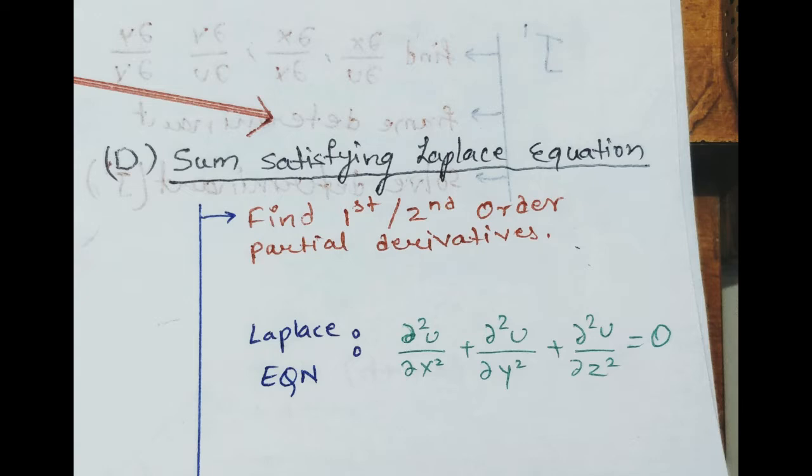In simple terms, we have to find the second order derivative of u with respect to x, the second order derivative of u with respect to y, and the second order derivative of u with respect to z, and the addition of these three should be 0 for satisfying the Laplace equation. If it is not, then it is not a Laplace equation, and if it is, then it is. I will be taking sums on this type of question, so keep watching the video till the end and you will get a very clear idea about the topic.